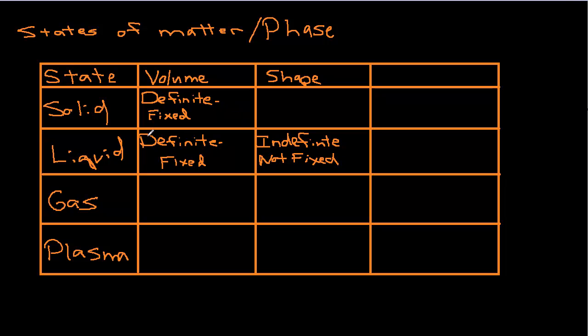Okay. How about a solid? If you think about a solid, the shape of a solid is defined, or it is definite. Physically you can take a block of wood and cut it in half, and essentially you've changed the shape, but it doesn't change on its own. It's fixed. And then the gas, well, the volume of a gas is indefinite. It varies.